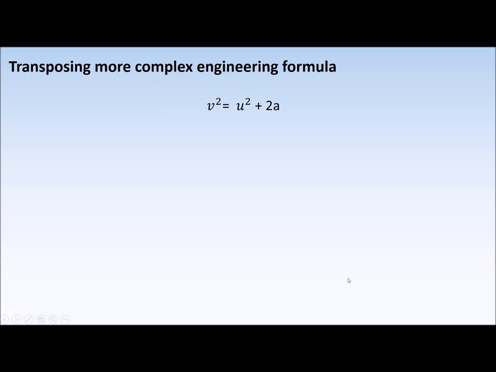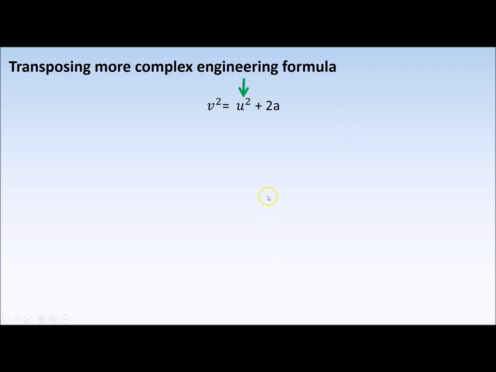So something slightly more complicated now. This time we have the final velocity squared equals the initial velocity squared plus 2 times the acceleration. So v squared equals u squared plus 2a. And this time we want to get u on its own, not u squared, but u. That's what we're looking for. There's a number of ways we can do this, and some people have a preferred method, others will do it another way.